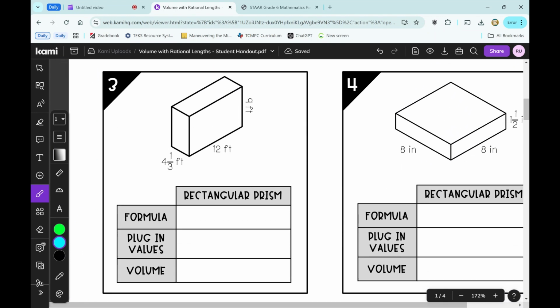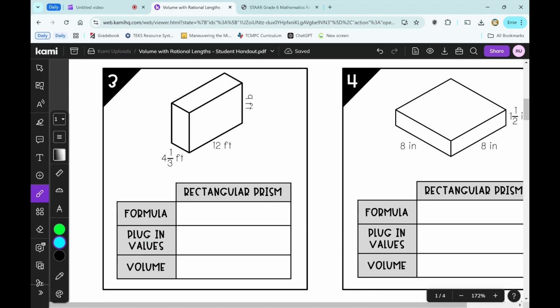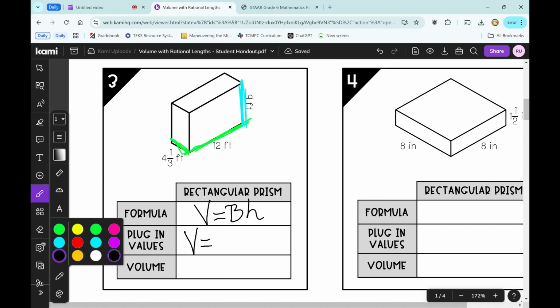So you have to plug in those values and solve for the volume. This next shape has a fraction, but we are following the same basic rules. We're going to use the base that we can find right here at the bottom, and then the height is this number going up the side. So volume is equal to base times height. When we're plugging in our values, it would be good for us to just use the number that we have. In this case, it's 4 1/3 times 12 times 9. So in order to solve this, we are multiplying all three of these numbers.